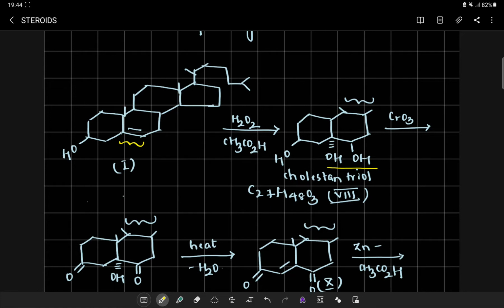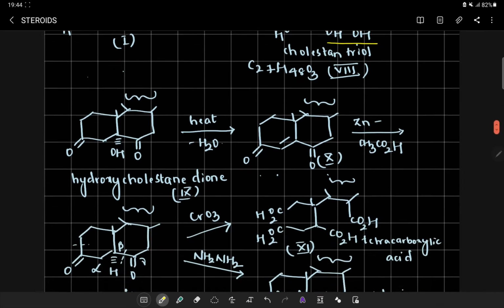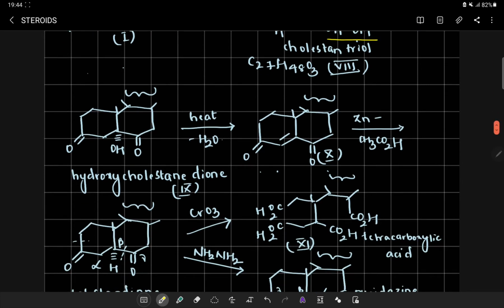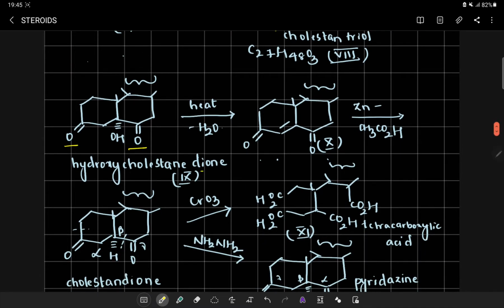This cholestane triol reacts with chromium oxide so that it gets converted to hydroxycholestane dione. What happens is that two OH systems are converted to carbonyl carbons and one OH system remains intact. Hence, we get the hydroxycholestane dione system.